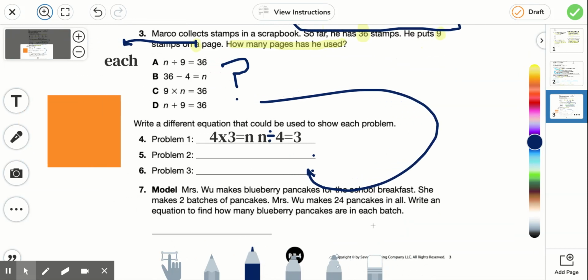Our last one's number 7. Hang in there, guys. You're doing great. Mrs. Wu makes blueberry pancakes for school breakfast. Yum! I love blueberry pancakes. They're so good. She makes 2 batches of pancakes. That means 2 groups. She makes 24 pancakes in all. Write an equation to find out how many of those delicious pancakes are in each batch. So 24 in all into 2 batches.